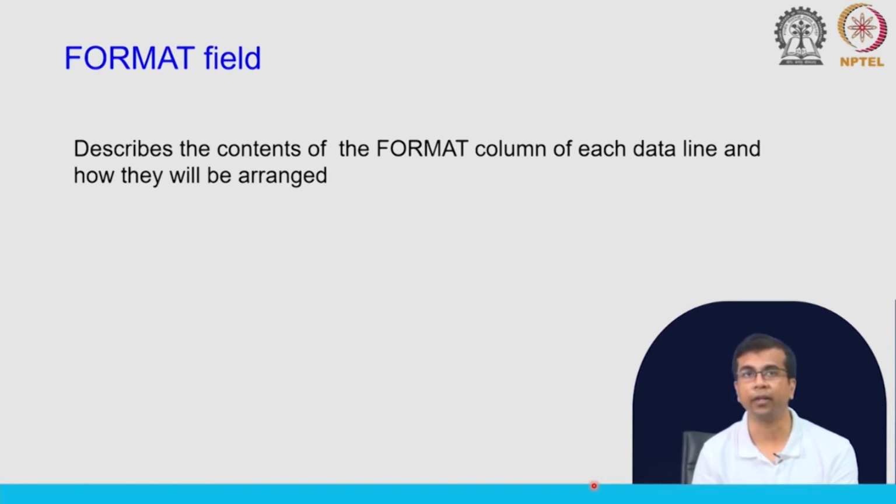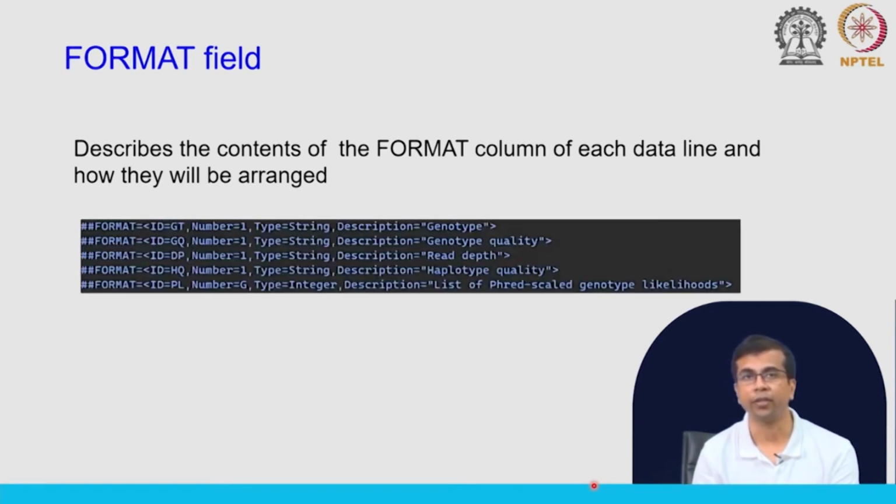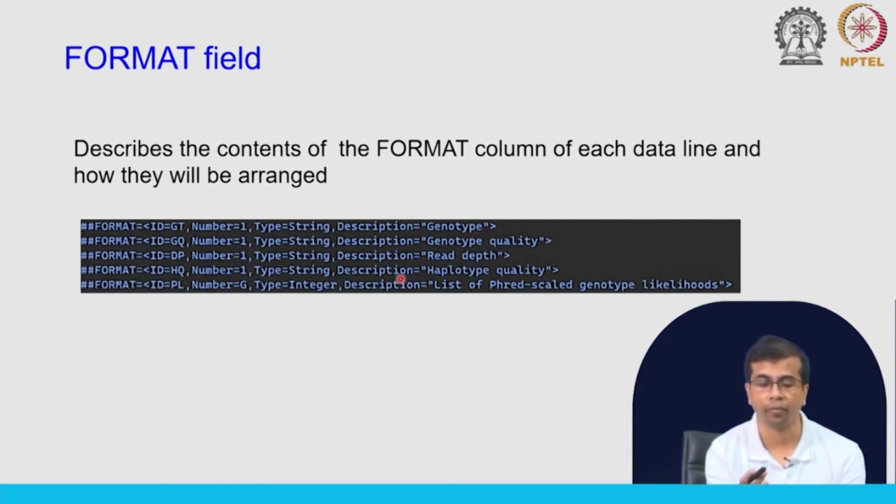For each variant it will mention what the IDs are for format and how the data will be arranged. This is also given. Again, an example from a VCF file: it starts with a double hash, you have format ID equal to GT, number equal to 1, type equal to string, description genotype. Again we are following the same process.